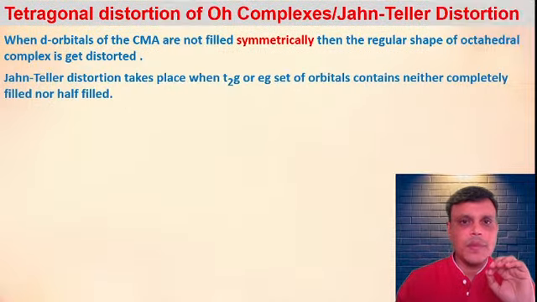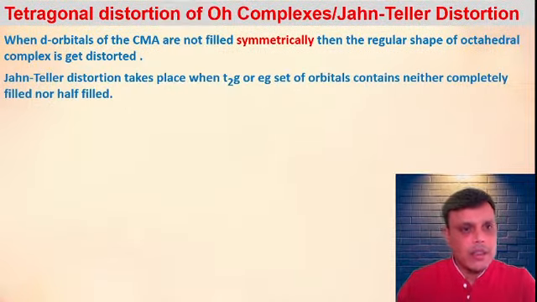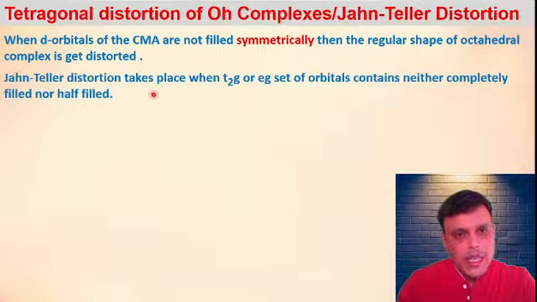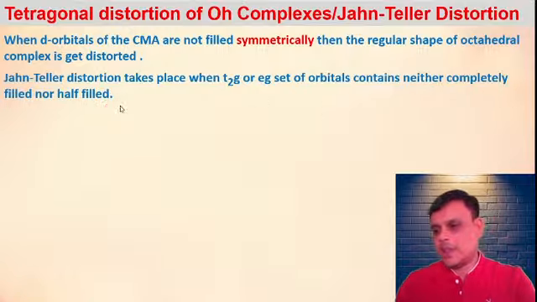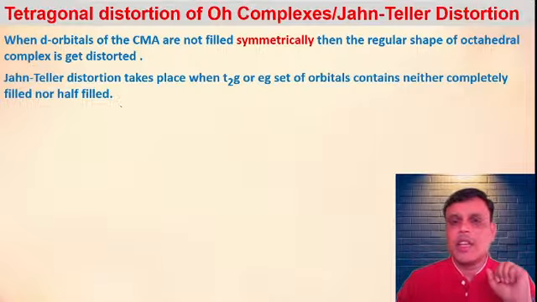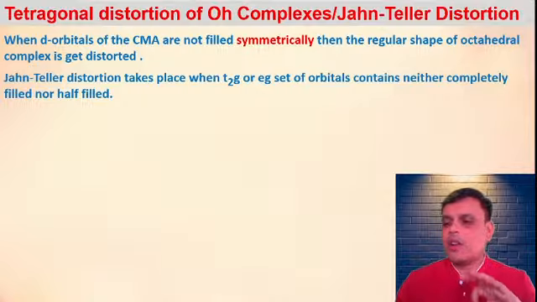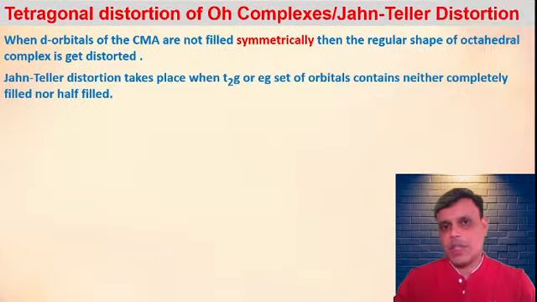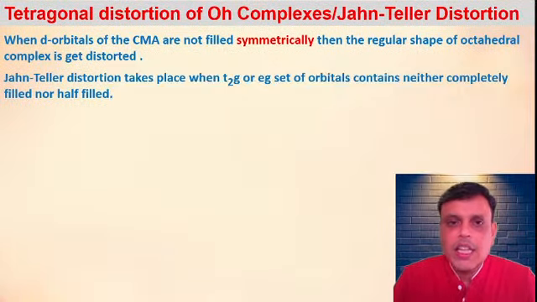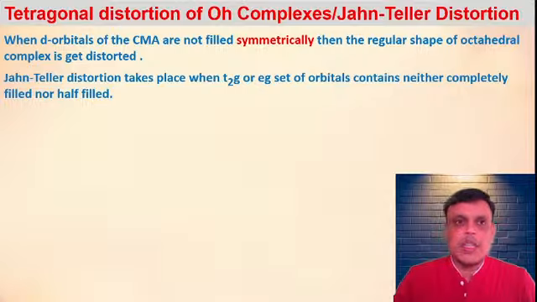Then the second reason, what is the second point? See here, Jahn-Teller distortion takes place when the T2g or eg set of orbitals contains neither completely filled nor half-filled orbitals. When does this Jahn-Teller distortion happen? When the T2g and eg set of orbitals contains neither completely filled nor half-filled orbitals. If this is the case, then Jahn-Teller distortion takes place. These 2 points are there.